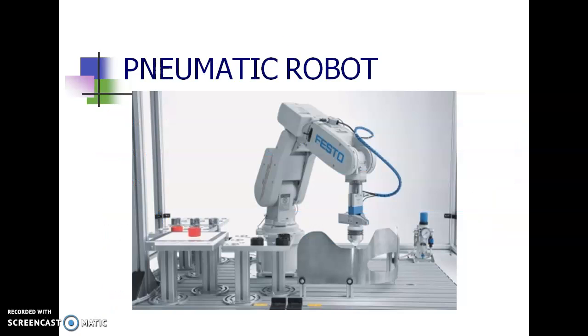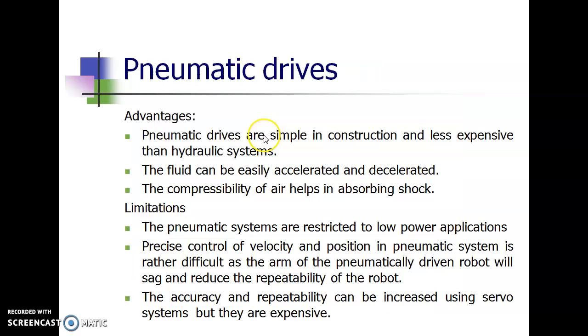So this is a robot which is operated by pneumatics, from a very popular company called Festo. They are the pioneers in pneumatics. So this robot is operated by pneumatics. The air is supplied to the robot and the pneumatic drives are used for operating the robot.